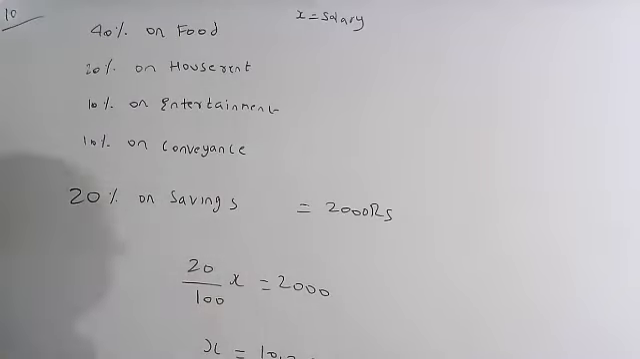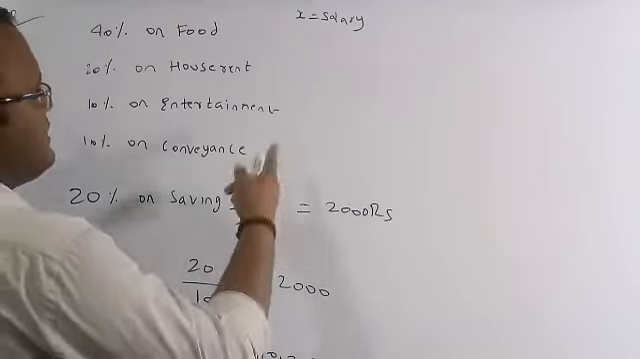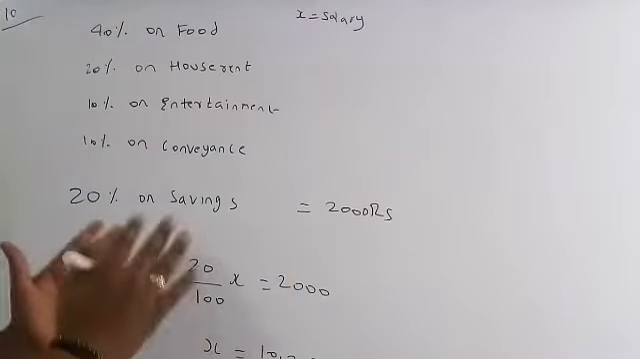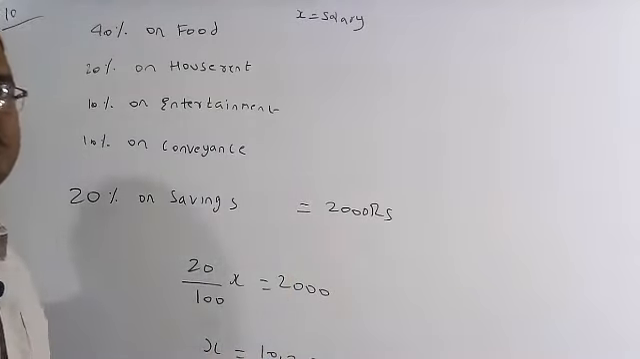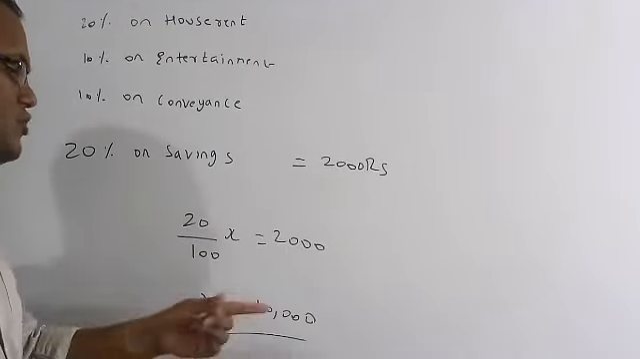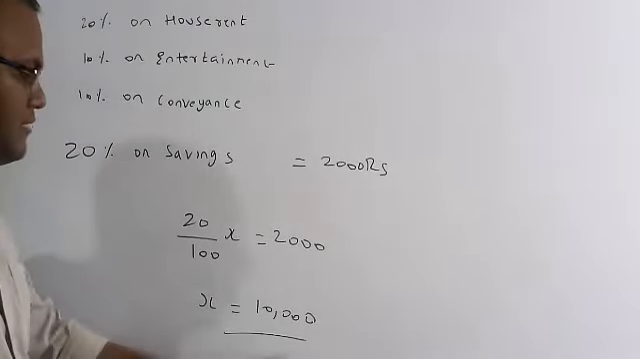So 20% of the total salary x is equal to 2000 rupees. The 20% of his total salary that he saves is only 2000 rupees. If you solve this equation, we get x is equal to 10,000. So we can conclude that the salary of Raju is 10,000.